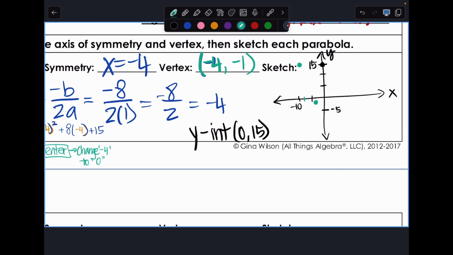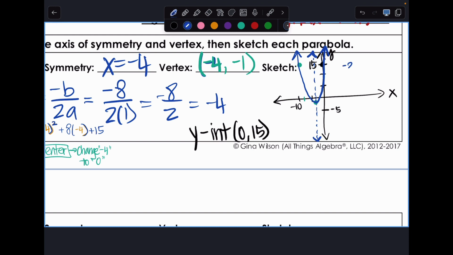Do you agree? Why would it mirror that y-intercept? Because what was our axis of symmetry? -4. And I told you the axis of symmetry mirrors one side, half of the parabola to the other, right? So if that y-intercept is 4 units from the axis of symmetry, where's the other point that mirrors it? 4 units to the left of -4, which is -8 at 15. Does that make sense now? Yes? We didn't have to calculate it, but if you did, you want to try it? Or you want to just take my word for it?